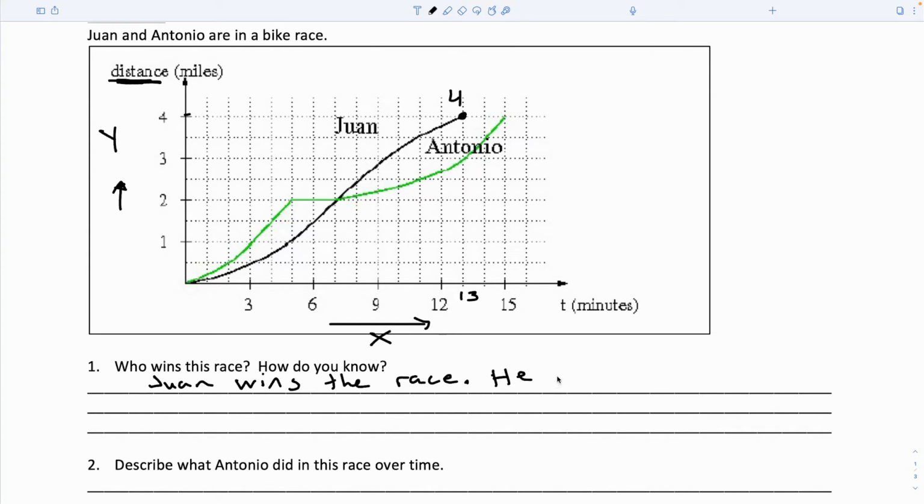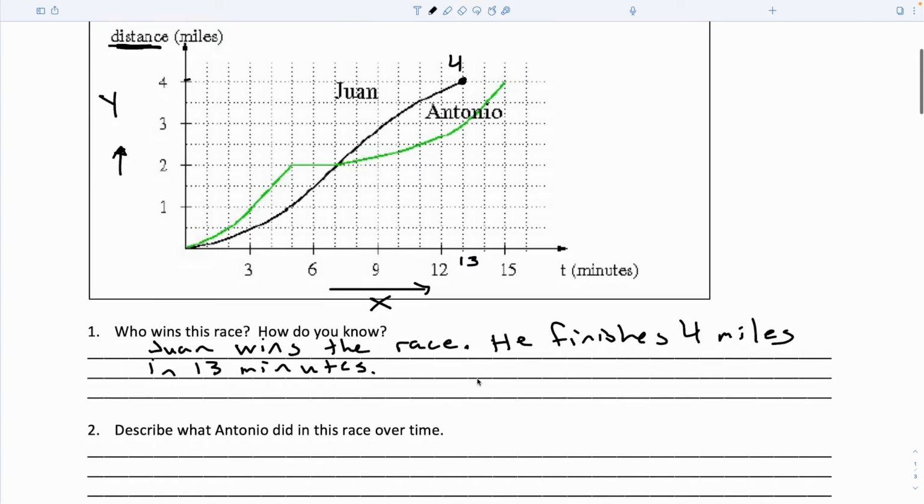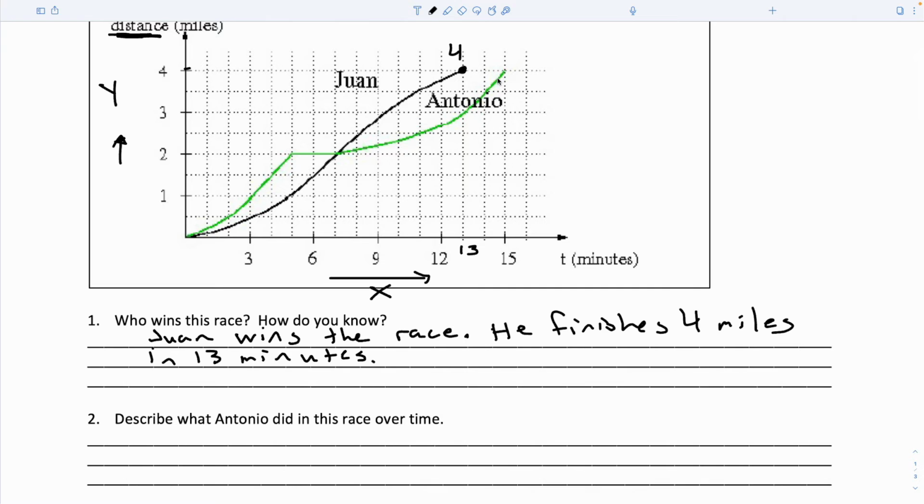He finishes about 4 miles in 13 minutes, and that is faster than Antonio. Antonio finished in about 15 minutes.